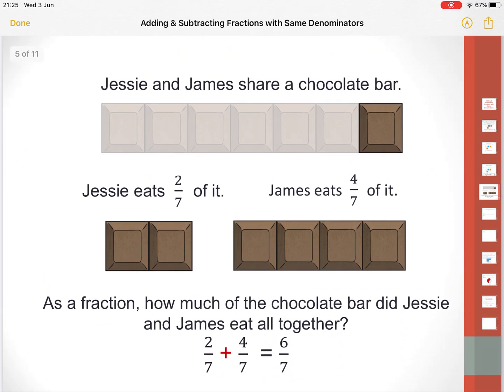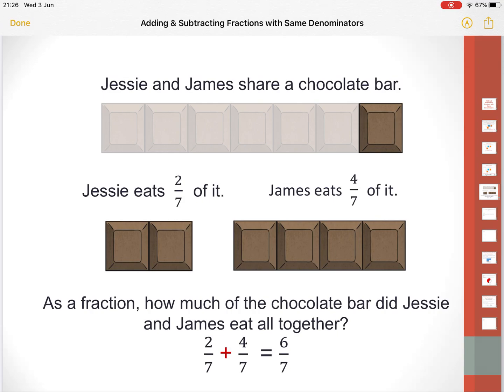Jessie and James share a chocolate bar. Okay? Jessie eats 2 parts out of a total of 7. The chocolate bar is divided into 7 equal parts, and Jessie eats 2/7 of it, all right, as you can see in the picture. Because Jessie is eating 2 parts out of the 7 parts. On the other hand, James eats 4 out of 7 of it, because James is eating 4 parts out of a total of 7, okay?